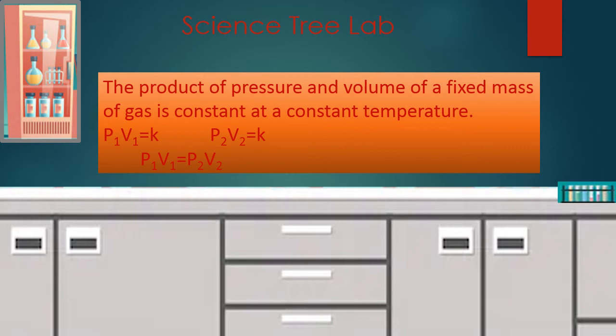And if I talk about an ideal gas, it means that two things are fixed. One is the mass of the gas and the second is temperature. So now, what is going to happen? The product of pressure and volume of a fixed mass of a gas is constant at constant temperature. It means that the change in pressure will be equal to the change in volume. We will understand it by doing an experiment.